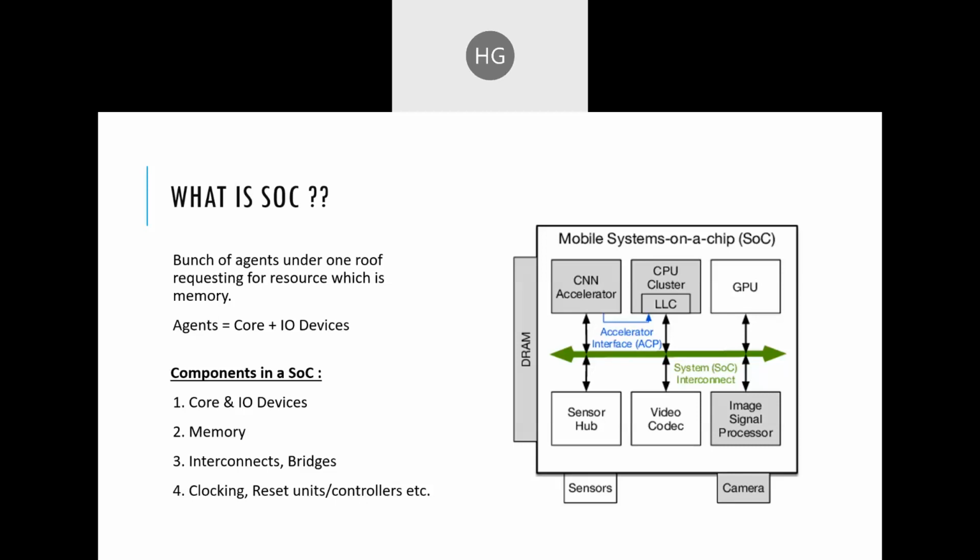What is the core? Inside the CPU, we have cores. Cores are doing the operations whenever we are giving an instruction. There is the ALU, the arithmetic logic unit, and there is a control unit. These operations are basically done by the core. And what are the IO devices? IO devices are your sensor, your camera, your video codec.